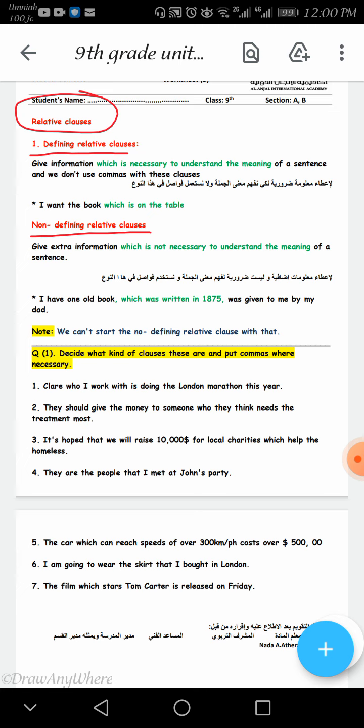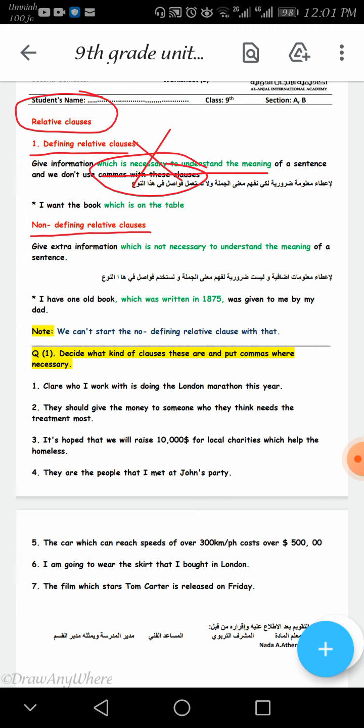So, defining relative clause gives information which is necessary to understand the meaning. It gives me very important information to understand the meaning, not extra information, of the sentence, and we don't use commas with the clause. Of course we won't use commas with this clause because it's essential and necessary to understand the meaning. So in a defining relative clause, we give necessary information to understand the sentence, and we don't use commas in this type.